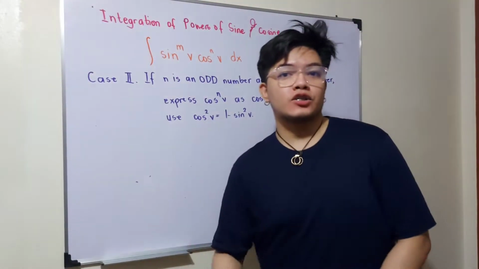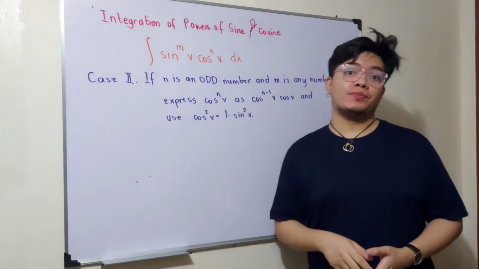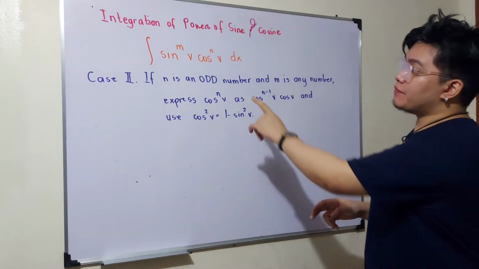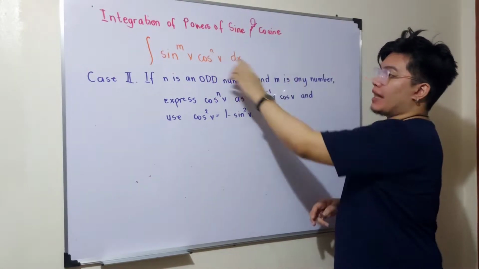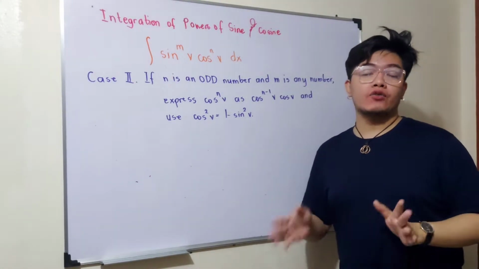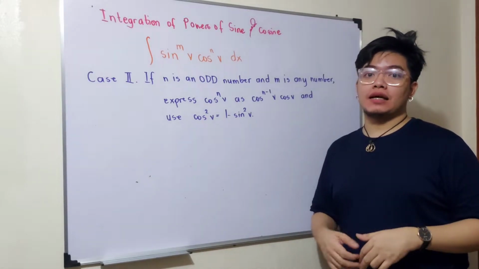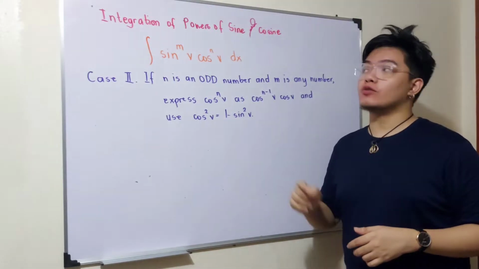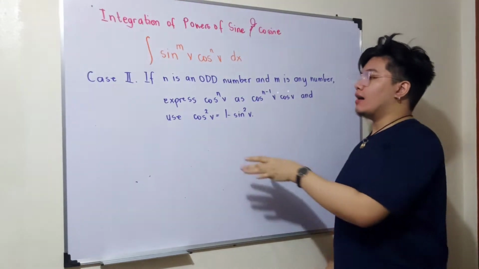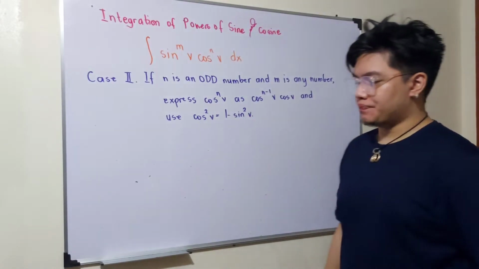Okay. Hi guys, continue lang natin yung discussion natin on the integration of powers of sine and cosine. So nasa case 2 na tayo. Ito naman, if n is an odd number and m is any number. So yung kanina, yung case 1, yung sine raised to m, yung babawasan natin ng 1 sa exponent. Ito naman, yung cosine, yung babawasan natin ng isa. And then we're going to use this from the Pythagorean identity.